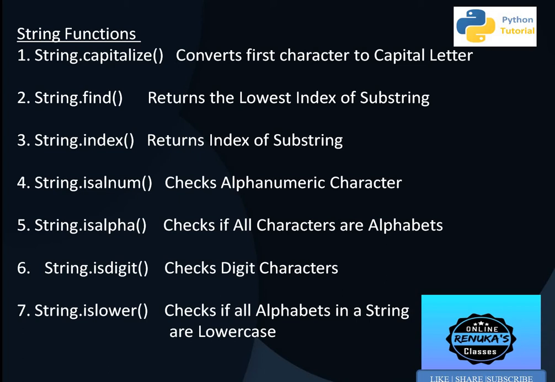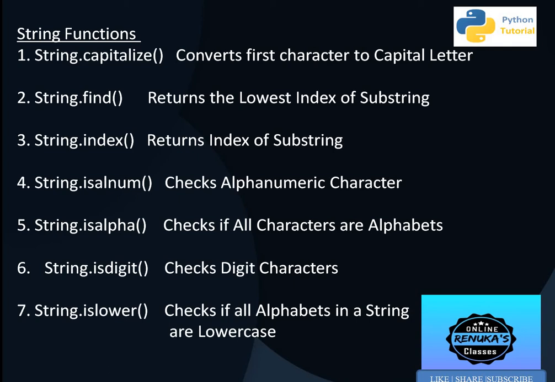Then is alphanumeric. It will check whether the string is alphanumeric or not. If it is alphanumeric, meaning alphabets and numbers or any one of these, then it will return true. And if it is only alphabets, then isalpha will return true. Isdigit will return true if all the characters are digits. If the characters are a mix of digits and alphabets, in that case this function will return false. Islower will check whether the string is in lowercase or not.